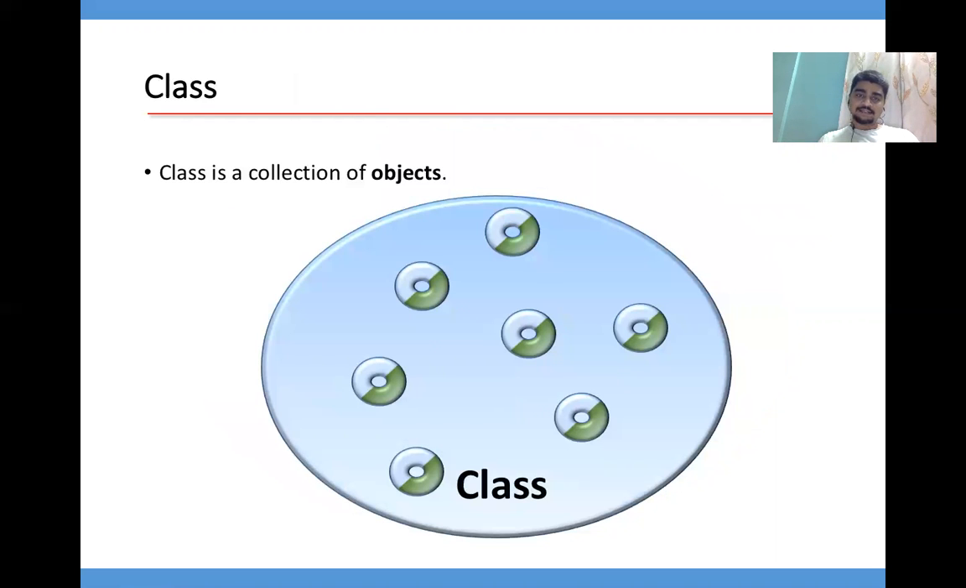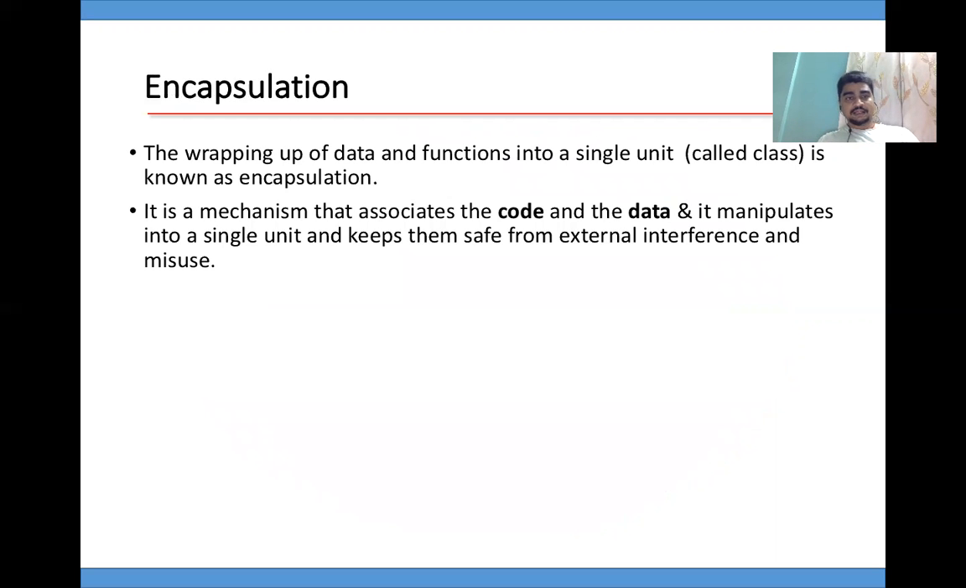Now a class is a collection of those objects. A class is a blueprint of an object. Now what is encapsulation? Encapsulation is wrapping up the data and the functions into a single unit, which is basically known as a class. So you try to encapsulate the data and the functions into a single unit. That is the main objective of encapsulation.